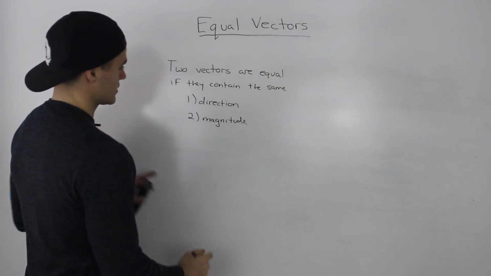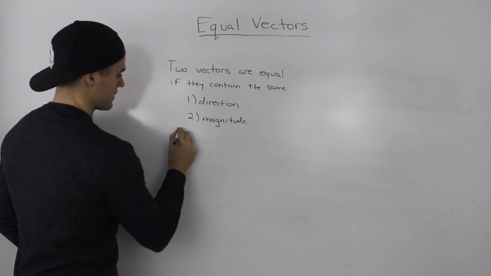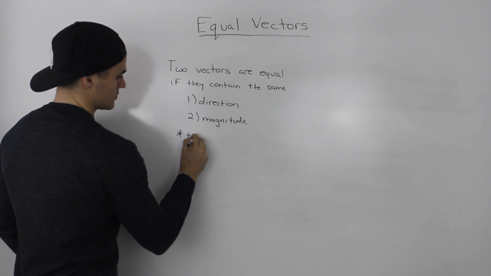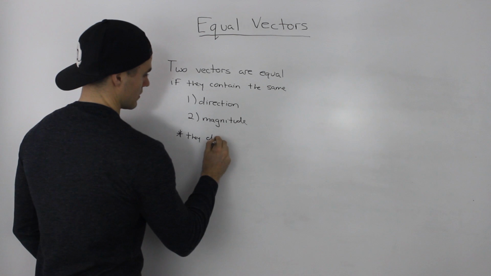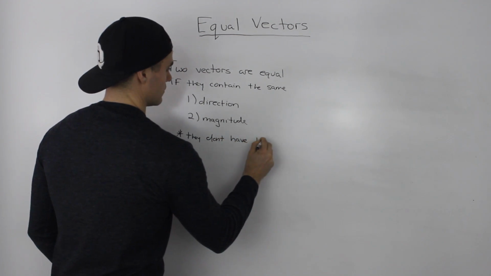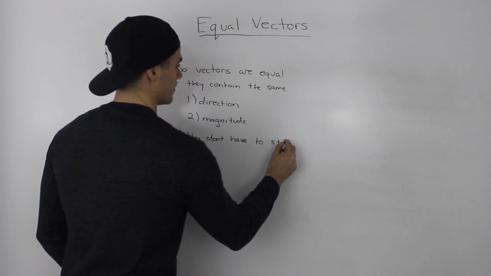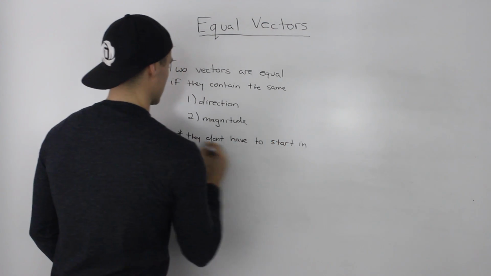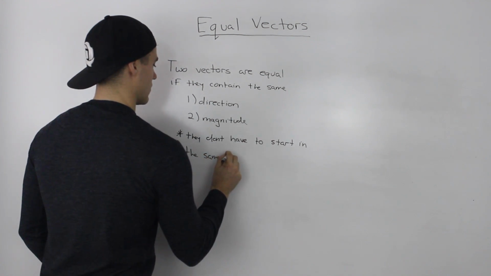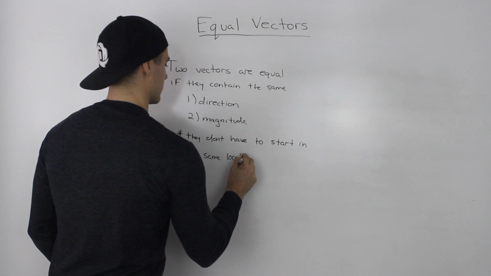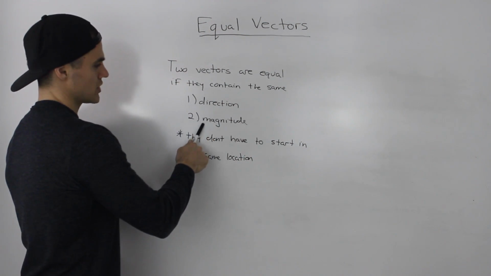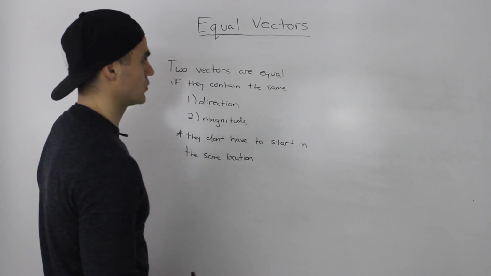Now, the biggest thing to remember with equal vectors is that they don't have to start in the same location. They have to have the same direction and magnitude, but they don't have to start in the same location.